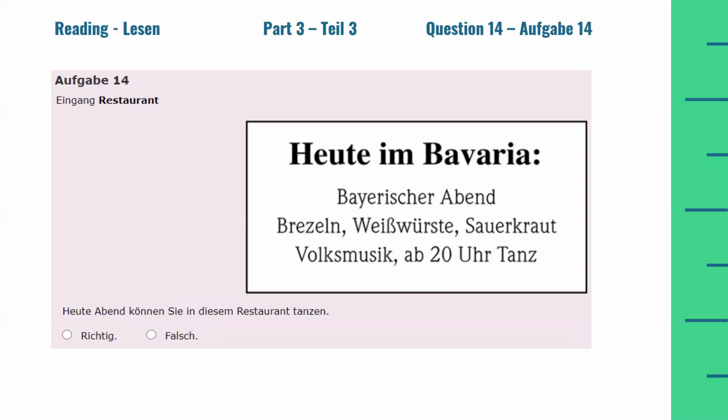Let's move to the question number 14. Eingang Restaurant. Heute Abend können Sie in diesem Restaurant tanzen. Today evening, you can dance in this restaurant. You have to tell whether this statement is correct or not after reading the text in the box. And the text says, Heute im Bavaria. Bayerischer Abend. Brezel, Weißwürste, Sauerkraut, Volksmusik, ab 20 Uhr Tanz. So it is possible to dance after 8 o'clock in the evening. So this statement is correct.